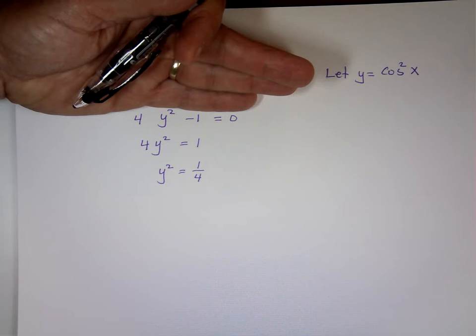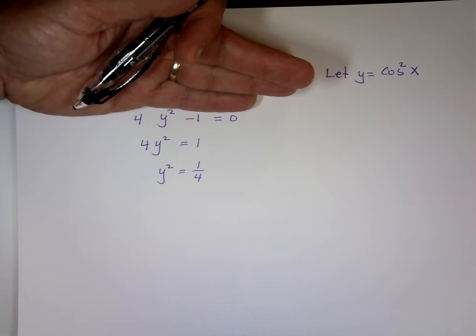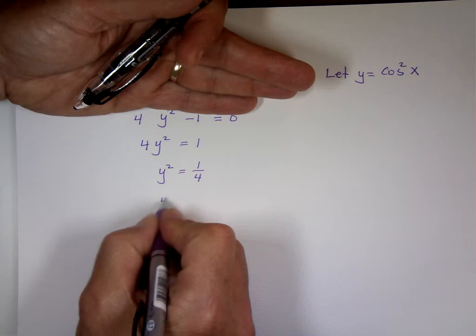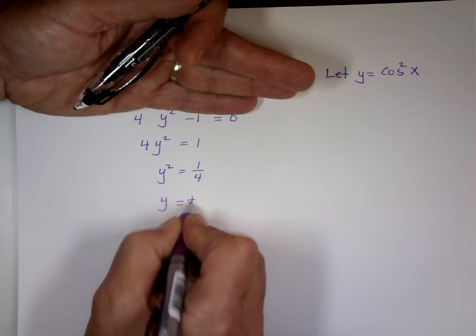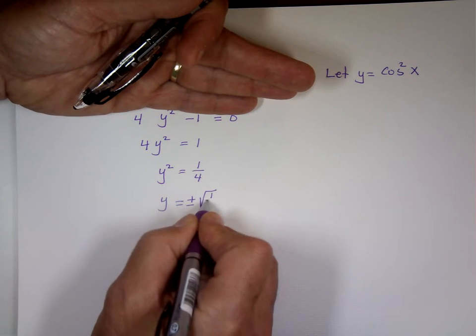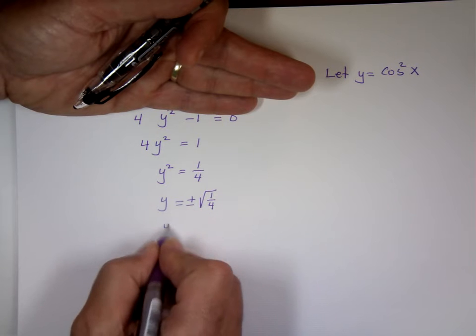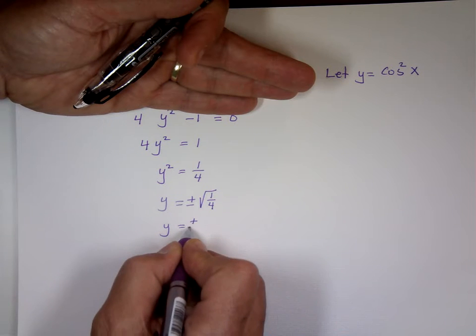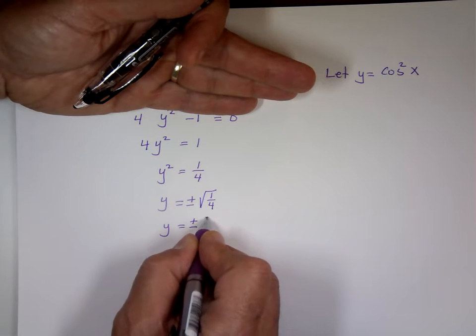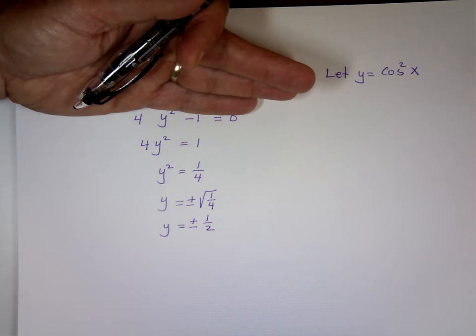It should be a plus or minus. Anytime you have something squared equals a number, it's always plus or minus the square root of 1/4, which is what? Plus or minus, is that 1/2? Yeah.